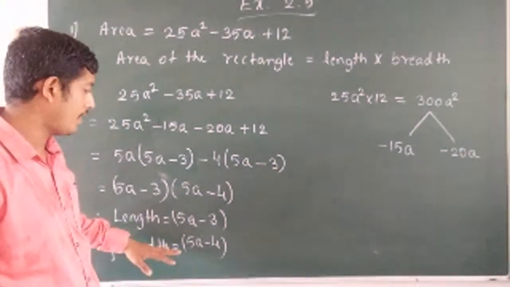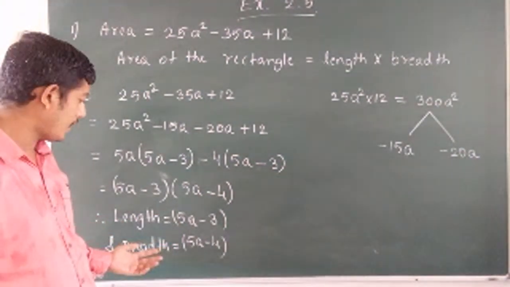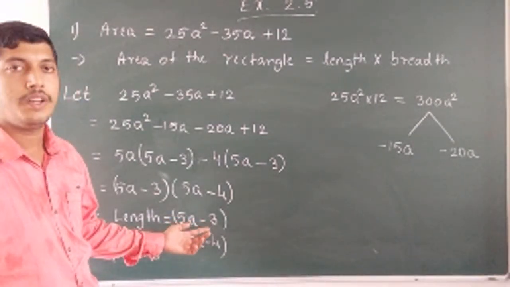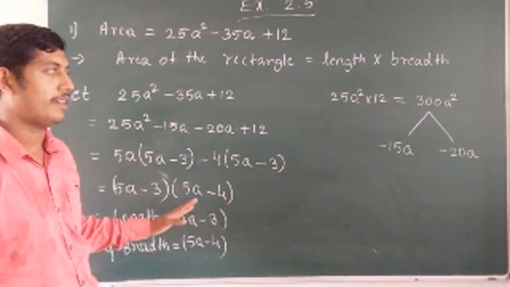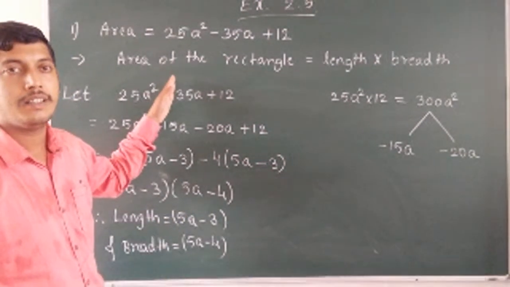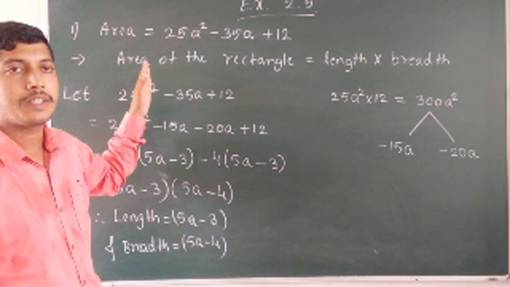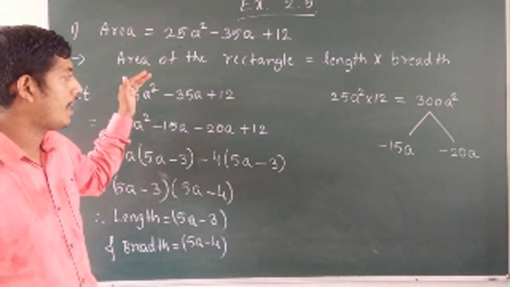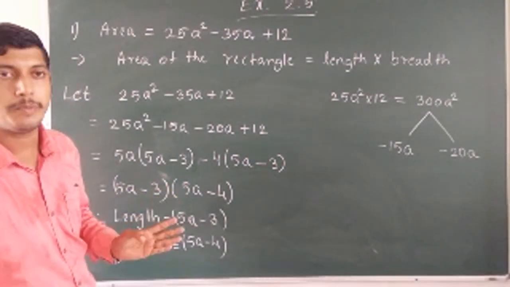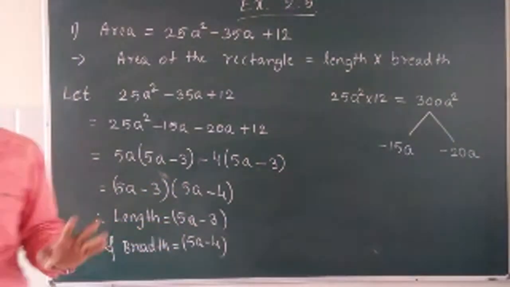So we can interchange: we can write length equals 5a minus 4 and breadth equals 5a minus 3. It doesn't matter. Okay. Only what you have to do is split the given expression using the splitting the middle term method, find out the roots, and then consider one term as length and another term as breadth. Just look at this step.